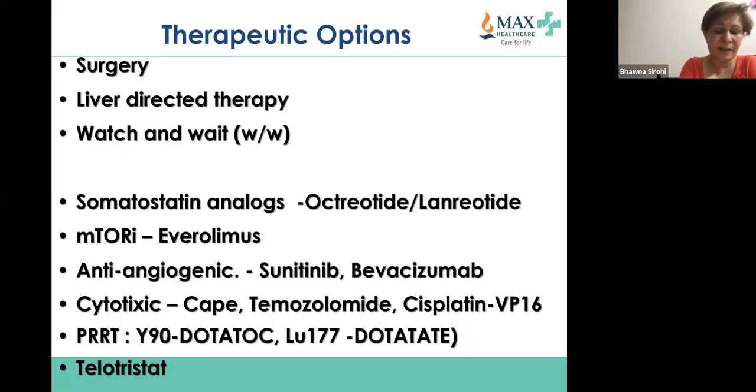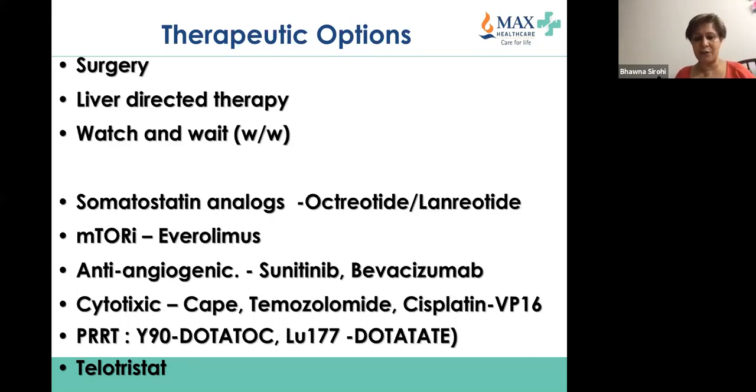Neuroendocrine neoplasms are highly vascular. So, that's why anti-angiogenic treatment is quite important. So we have drugs like sunitinib and bevacizumab I will talk about. Cytotoxics, again, capecitabine, temozolomide, orally given, very easy to administer, very well tolerated if you get the dose right after a couple of cycles. And then you have cisplatin and etoposide for patients with high-grade neuroendocrine carcinomas.